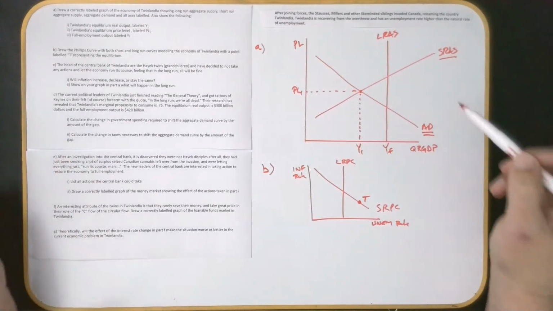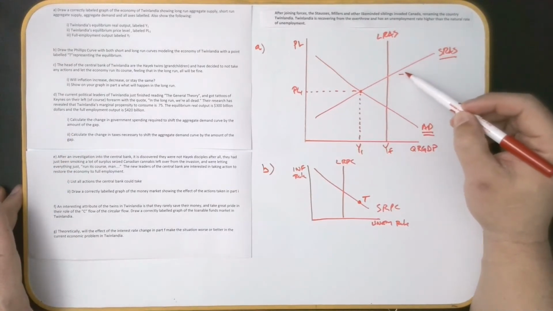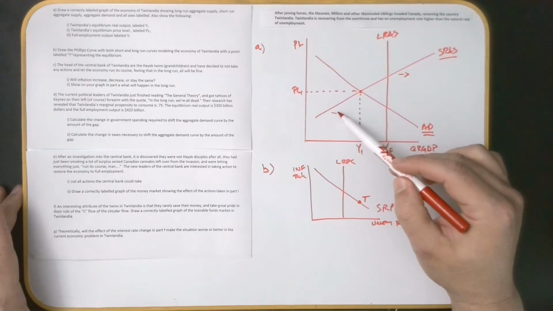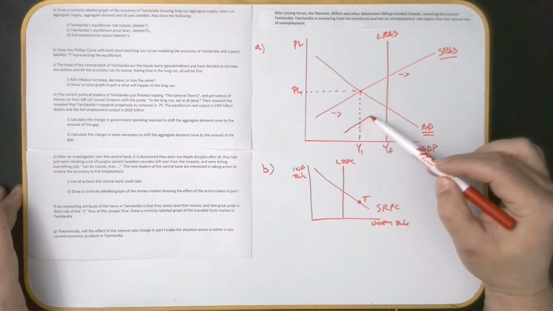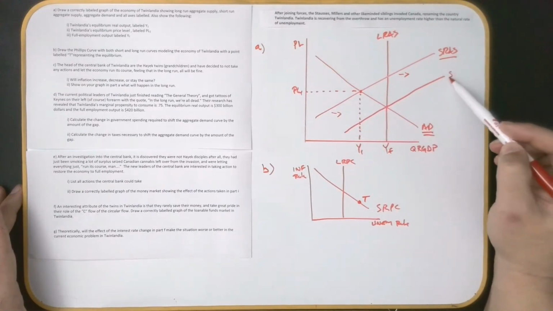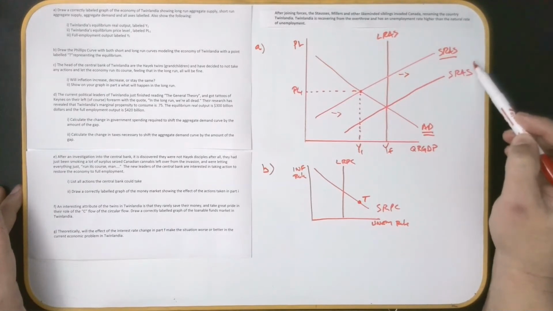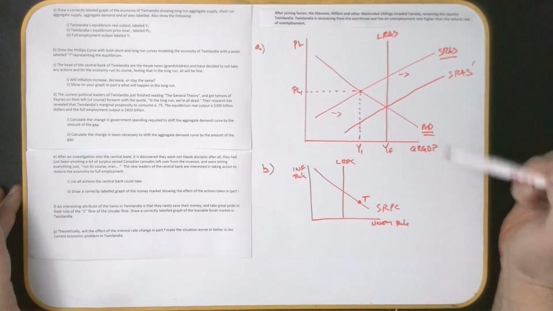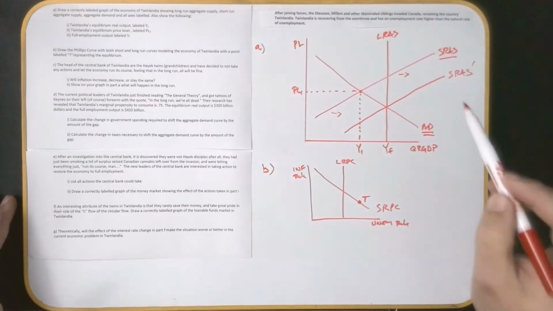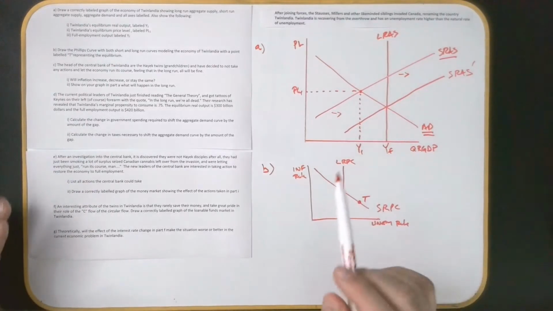And so what's going to happen to inflation? To reflect this on your graph, if you are a non-interventionist, you're just going to let SRAS move. And this will be SRAS prime. Okay, that's what will happen. The rest of the question, though, talks about intervening, but this was part C. So I hope you get that straight.